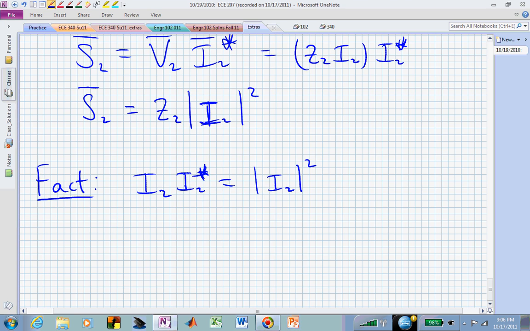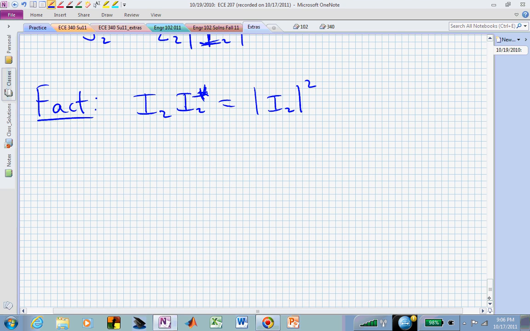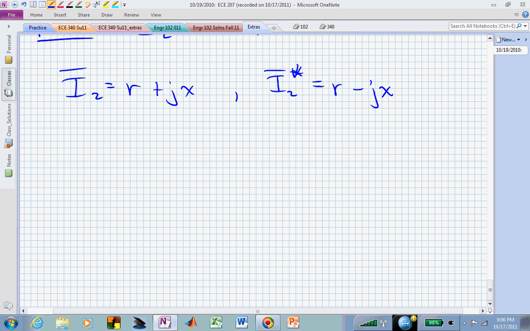And you can see that if you just say, okay, let's assume that I sub 2 as a complex number is R plus JX. Its conjugate now is going to be, the real part will be the same. We will just change the sign of the imaginary part. Now we simply need to multiply those together.